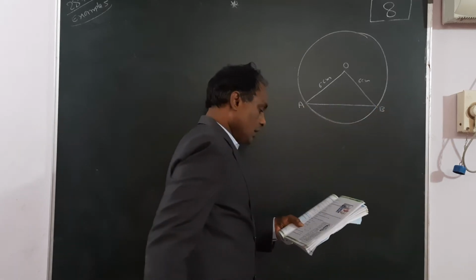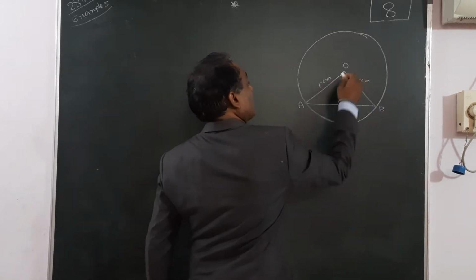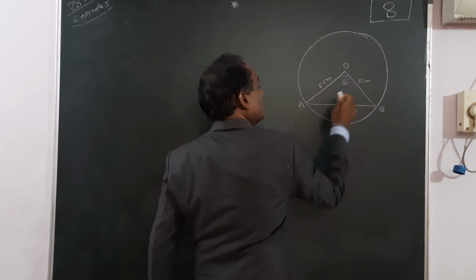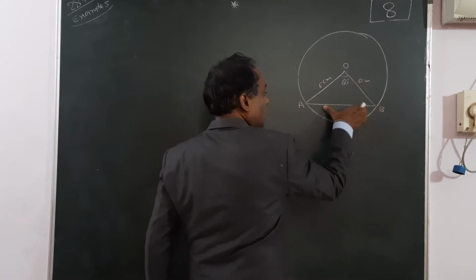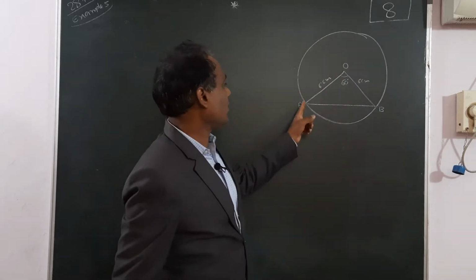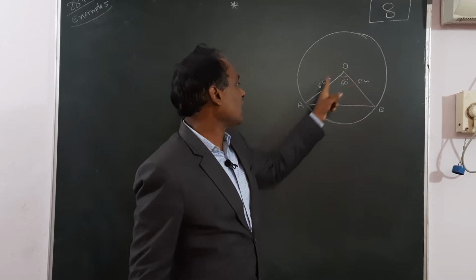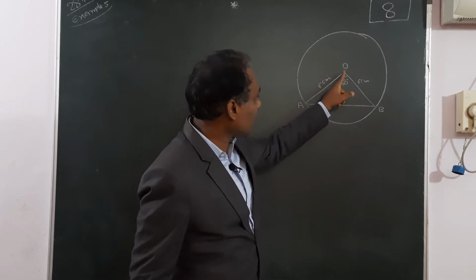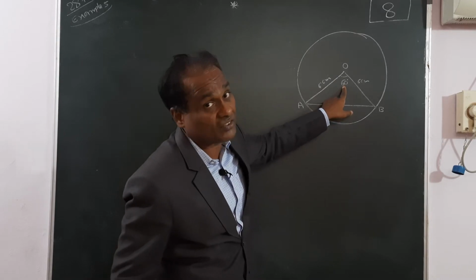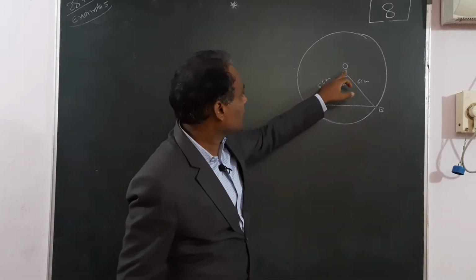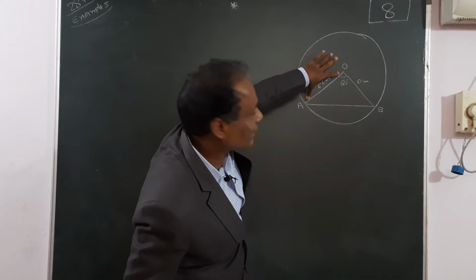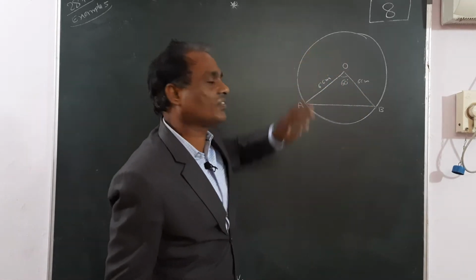AB is the chord, and this chord is making 60 degrees at the center. So AB is a chord. From 2 ends I joined with the center. So why I joined with the center? Because this angle is given as 60 degrees. I have to mention that angle. So when joining these 2 with the center, that is nothing but radius of the circle, which is given as 6 centimeter.